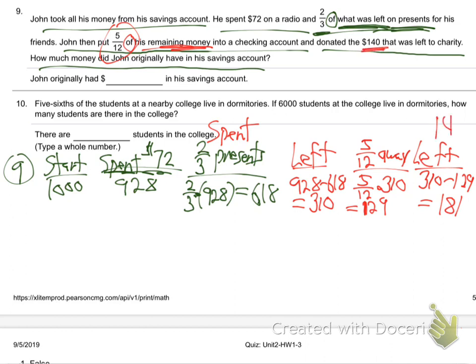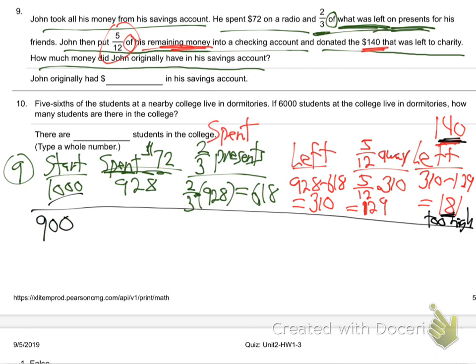And what's supposed to be left? 140. Supposed to be 140. So that came out too high or too low? This is too high. 181 is too high. It's supposed to be 140. So I need to go lower than 1,000. So maybe John only started with $900. Let's try it again now.